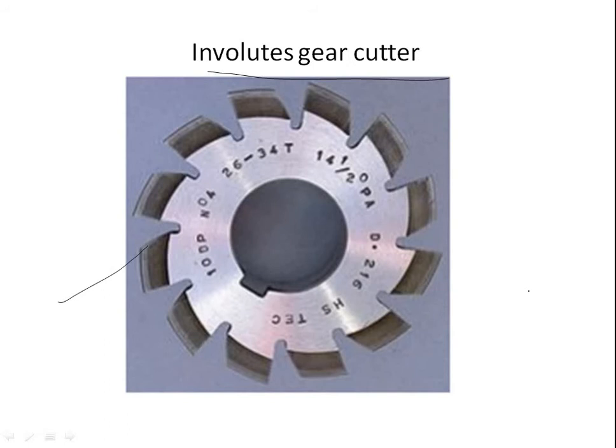There are 8 cutters, excluding the half size, that will cut gears from 12 teeth through a rack of infinite diameter. 8 cutters. Okay, that will cut gears from 12 teeth.